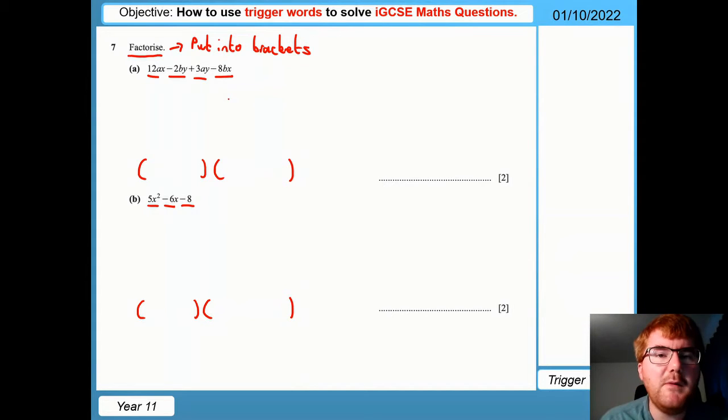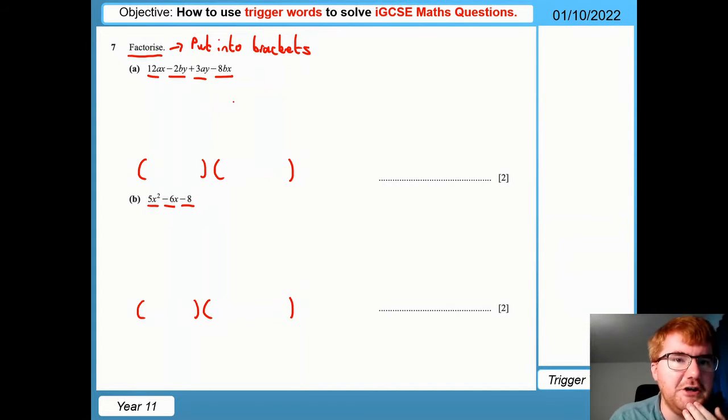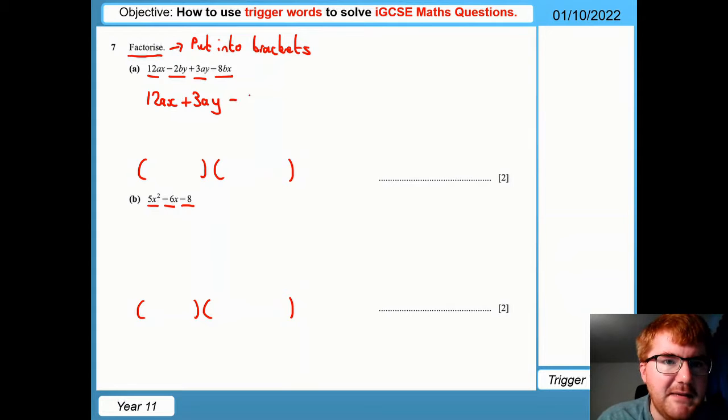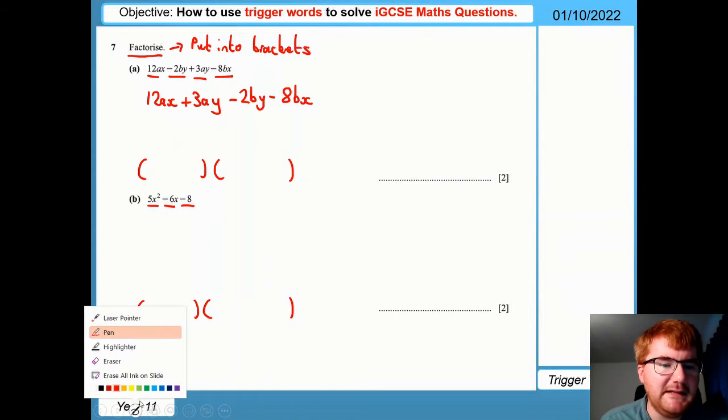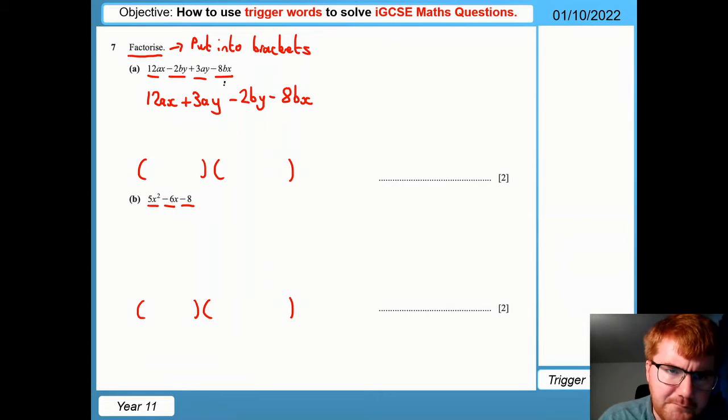Now at this point, then we actually look at this factorization procedure. What I would do here is try and put the things that look similar together. So in this case, I'm going to put the 12ax and the plus 3ay together because they look the same, they both share an a. And then I'm going to put the b stuff together, so 2by minus 8bx. Once I've done that, then I can split this down the middle. So I'm going to get a black line here and split this down the middle and then factorize into a single bracket on both sides.